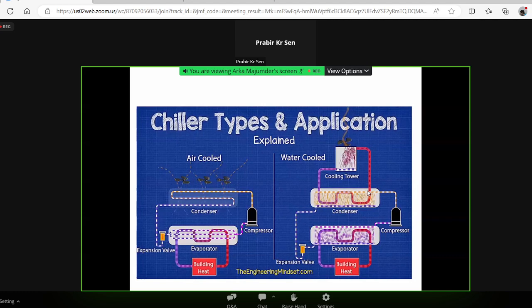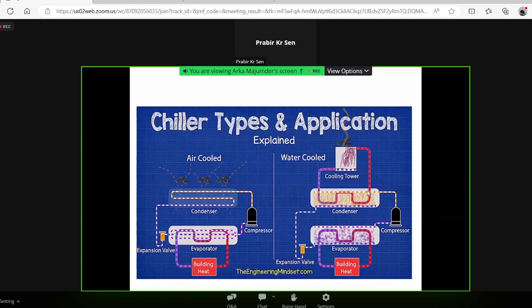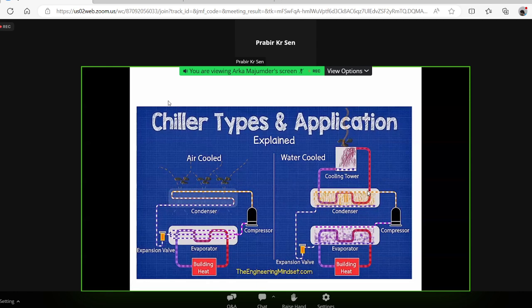So we cool the water there and then take it to the cooling coil in the building where we take up the building heat. And in the water cooled system, the condenser is water cooled. Water from the condenser is recooled and recirculated in a cooling tower. That you can see. Left hand side is the air cooled system and the right hand side is the water cooled system. Next slide.